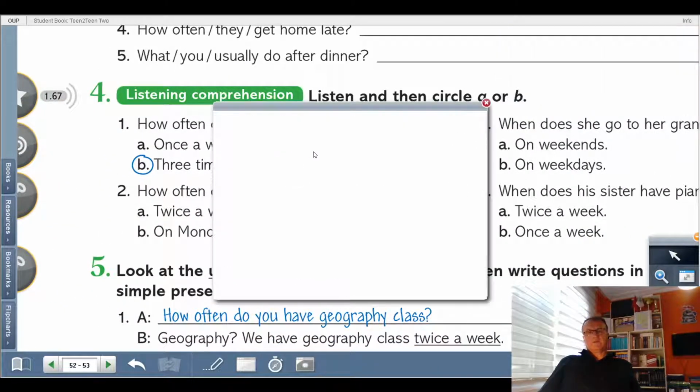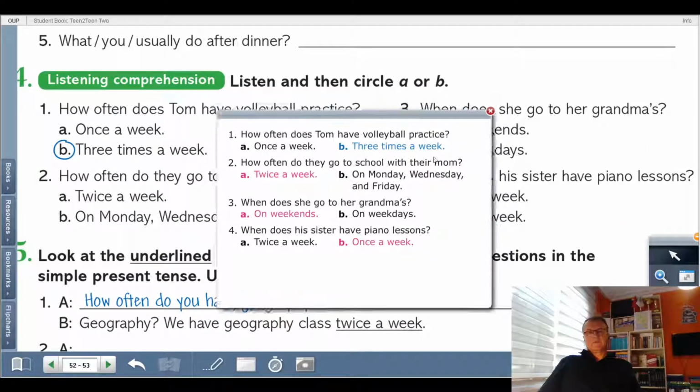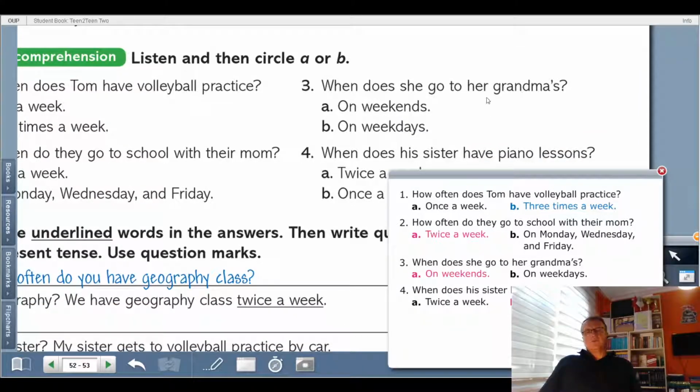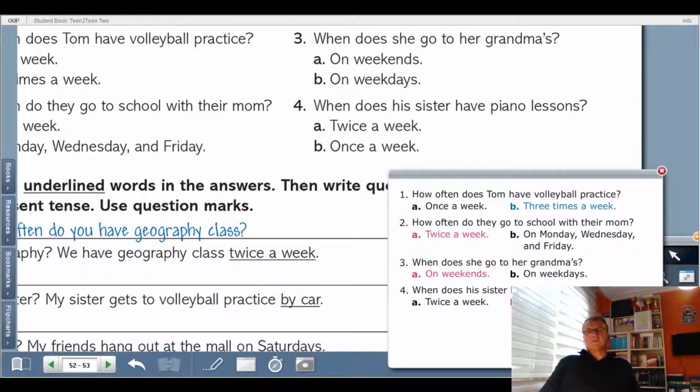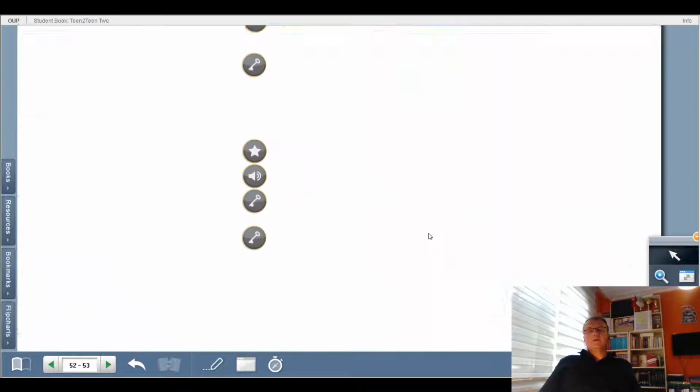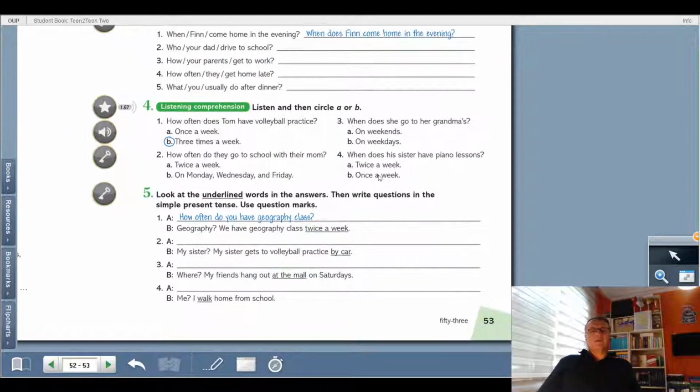Okay, let's check the answers. You see, how often does Tom have volleyball practice? 3 times a week. How often do they go to school with their mom? Twice a week, because the other days her father takes her to school. 3, when does she go to her grandma's house? On weekends. And 4, when does his sister have piano lessons? Once a week, just once a week. Yes, these are the answers. Let's go back and let's see what's the following activity.